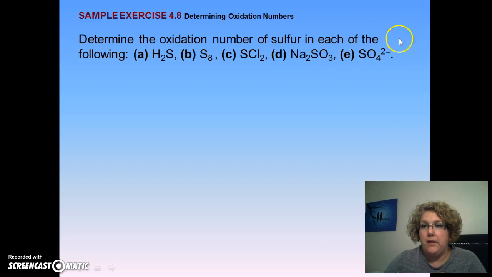Now, what if you just had a polyatomic ion, just sulfate? What would you do there? Well, I need to have 2 more negatives in here than I have positives. So I have 4 O's. Each O is -2, so that's -8. What must the S be in order to leave 2 negatives overall? So if I have 8 negatives, then my sulfur must only be 6 positive.